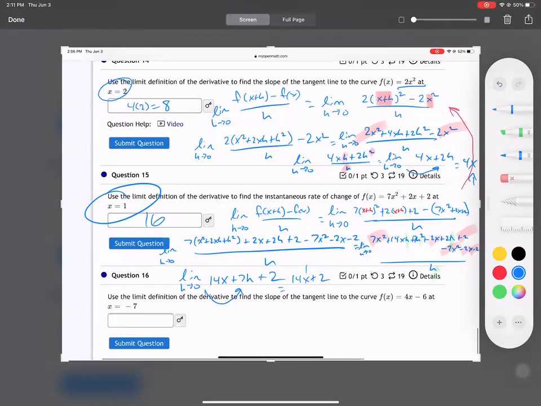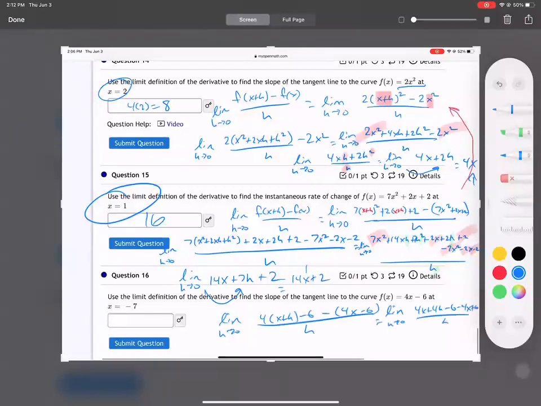And number 16 is our easiest one. I saved that one for last. The limit as h gets closer to 0 of 4 times x plus h minus 6 minus 4x minus 6, all over h. Now, I can do this so quickly because I've done this so many times. You can do this so quickly, just do it 3 times. If you can do each of these problems 3 times, you can see the pattern. And the pattern is actually very simple. The limit as h gets closer to 0 of 4x plus 4h minus 6 minus 4x plus 6.